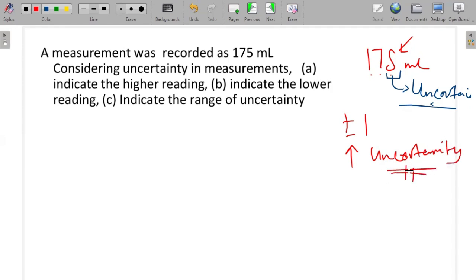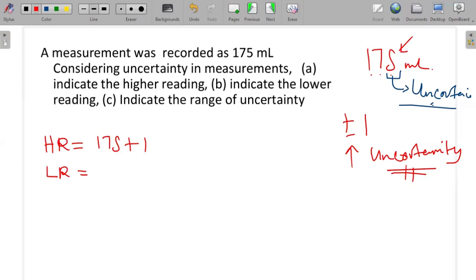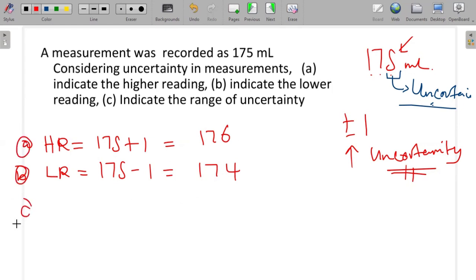Once I have my uncertainty, what am I going to do? I'm going to use it to find the lower reading and the upper reading. The higher reading will be 175 plus 1, and the lower reading is going to be 175 minus 1. So here I'll get 176, and here I'll get 174. So this is my A, this is my B.